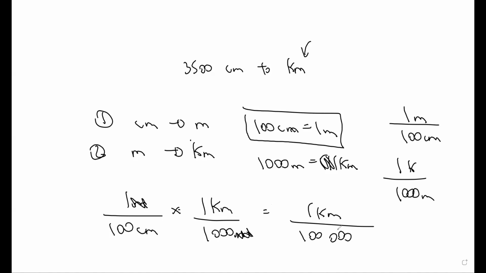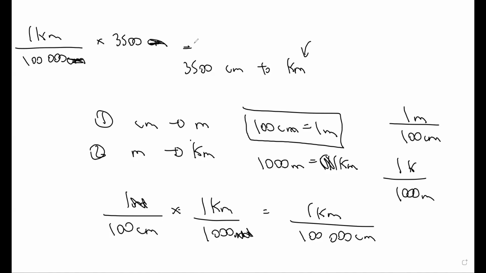100,000 centimeters. So now this is your official fraction that you use to convert. And then of course, the last step is take 3,500 centimeters and multiply it by this fraction. Let's just do this at the top. 1 kilometer over 100,000 centimeters times 3,500 centimeters. So centimeters cancel out, which is good. Goodbye centimeters, goodbye centimeters. And then you just look at what you have.